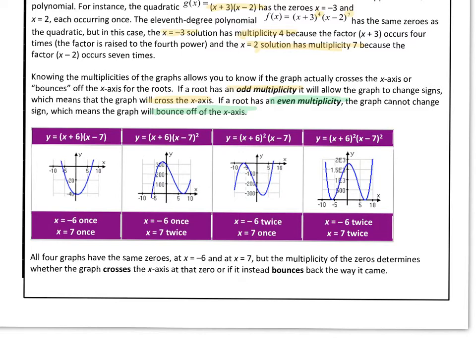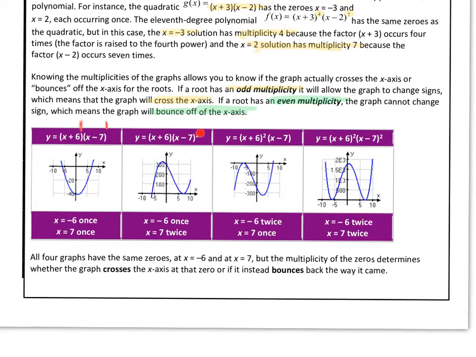So I have x plus 6 to the power 1, and x minus 7 to the power 1. Let's make that something we can see. And what you want to notice is that, hey, look at that. Right here, it's crossing. So the power was 1, the power is 1, and it crossed both times. We'll now take a look at the graph again.